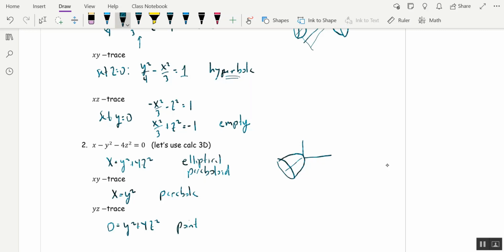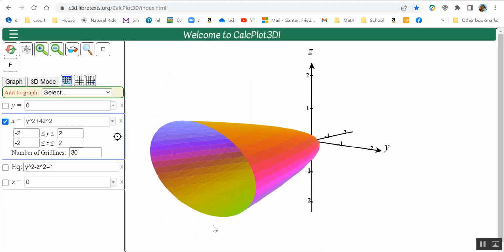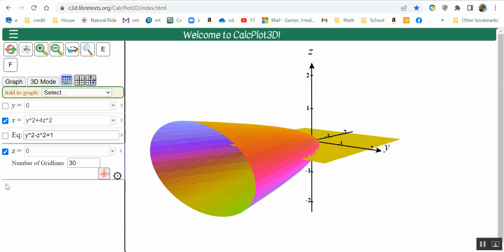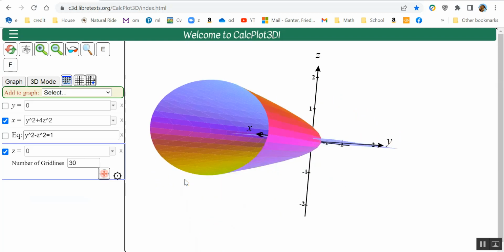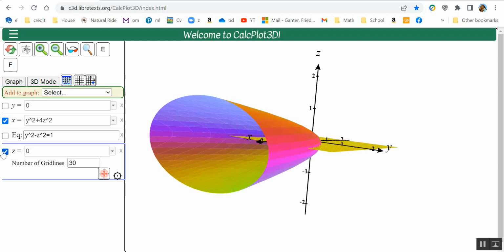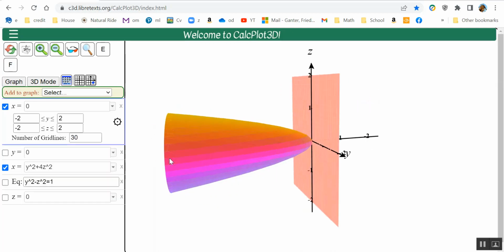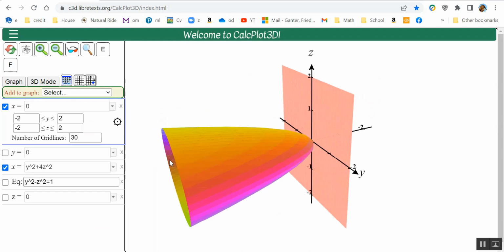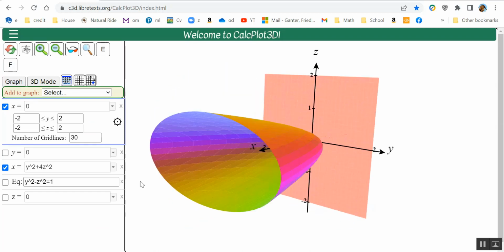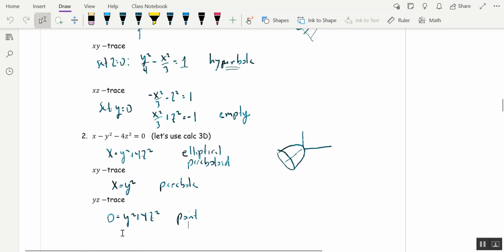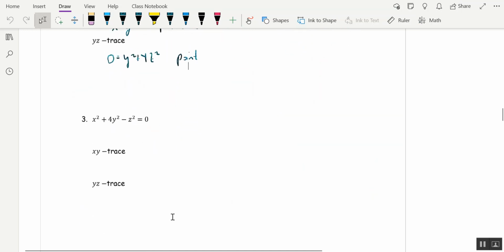So let's take a look at this on Calc 3D. All right, I've already graphed our paraboloid, and now let's look at those two traces. The first trace was the xy trace, so I want to intersect with the plane z equals 0, and that looks like that. And we can see that we're getting that parabola right there on the intersection, and then I'll clear that out, and then we want to intersect with x equals 0, so I need another equation of the form x equal, and we can see there we're just getting the single point, which is the vertex of that elliptical paraboloid. So I encourage you to explore all of these on Calc 3D. It's super helpful and it's kind of fun.